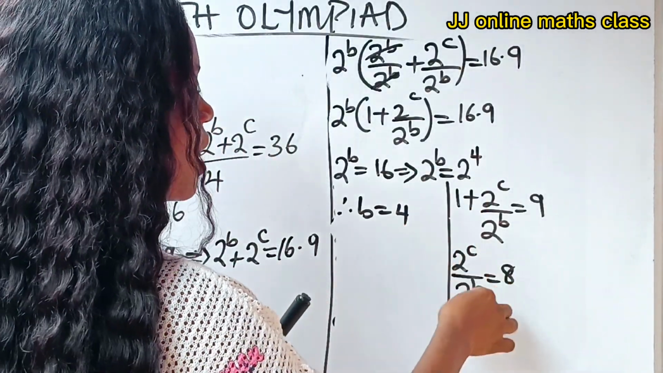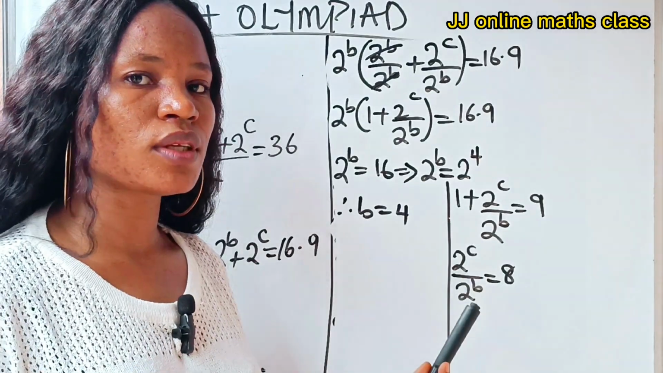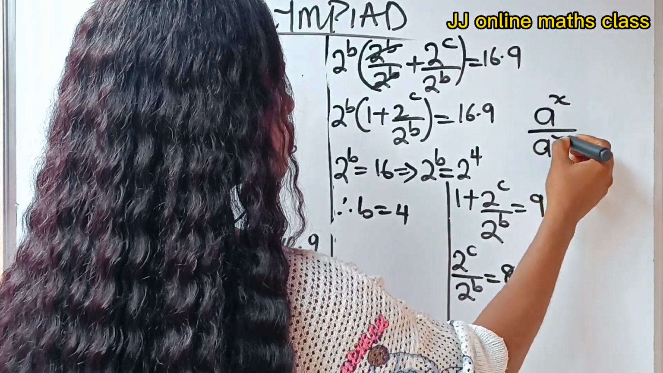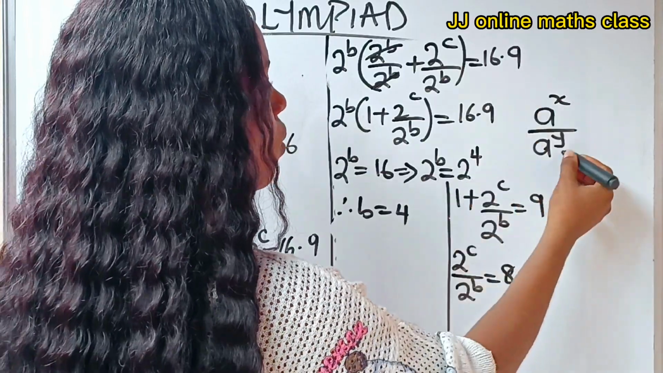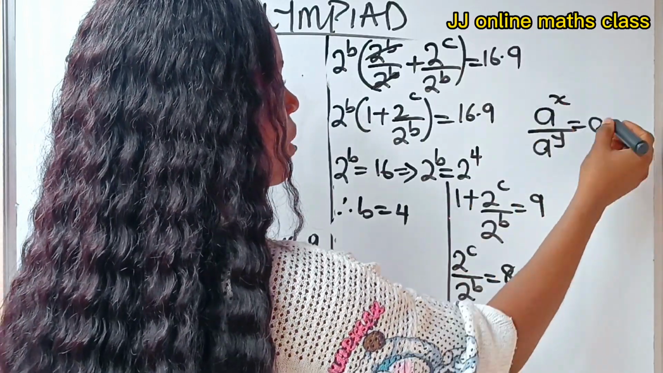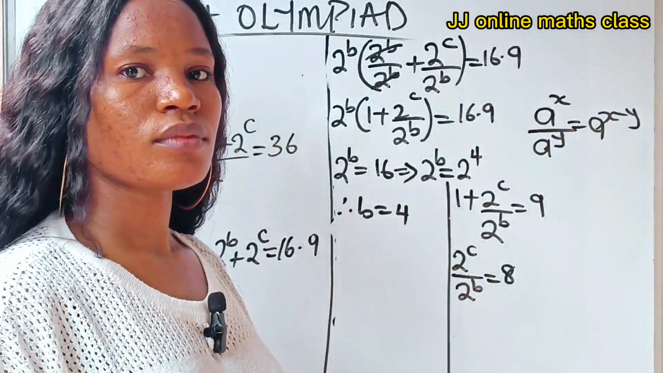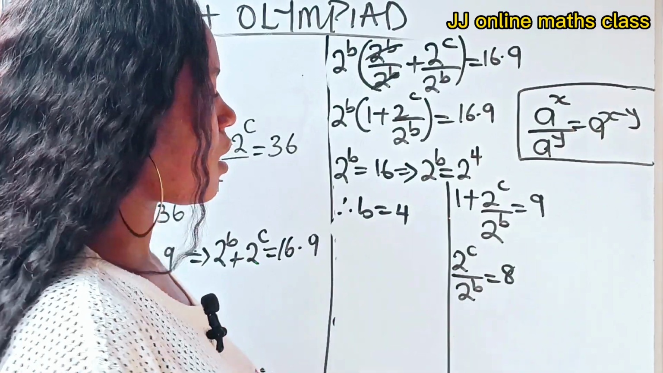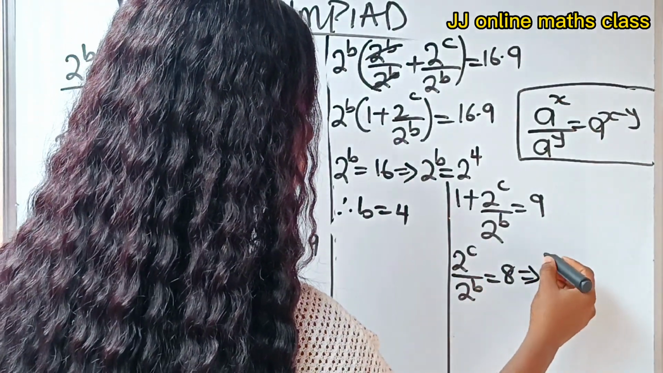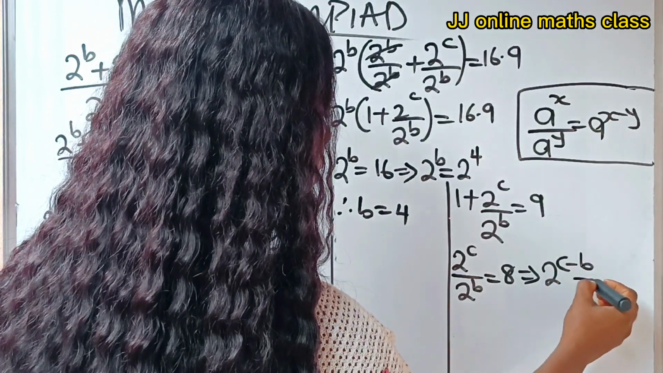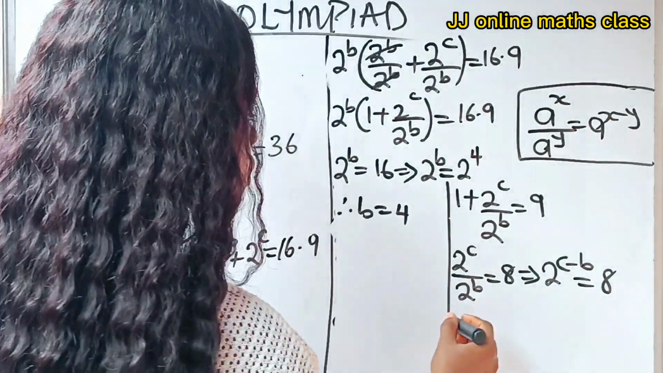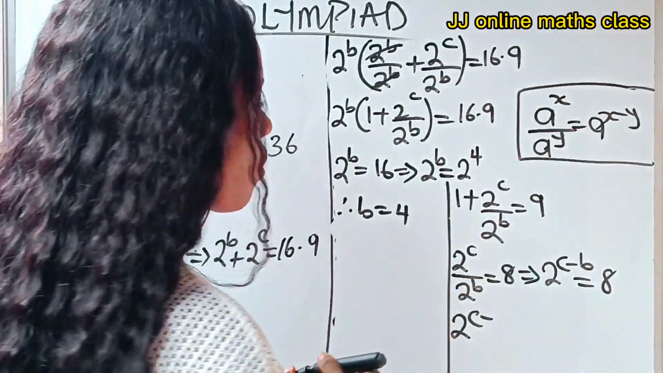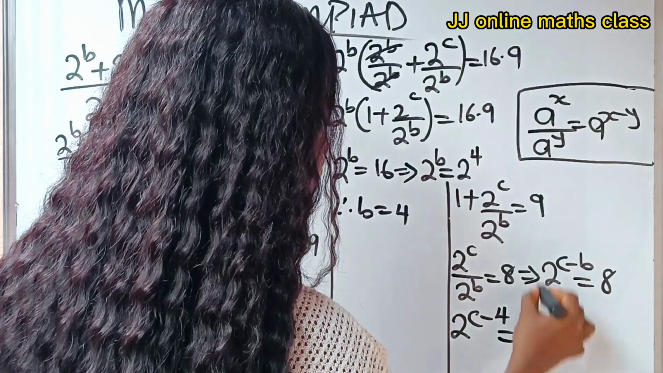Now note that we can rewrite this using the law of indices. We all know that a to the power of x divided by a to the power of y, when the base is equal, can be written as a to the power of x minus y. Okay, so we are going to apply this here. So we can now write this to be equal to 2 to the power of c minus b is equal to 8. All right. So we now have that 2 to the power of c minus, remember that our b is 4, is equal to 8.